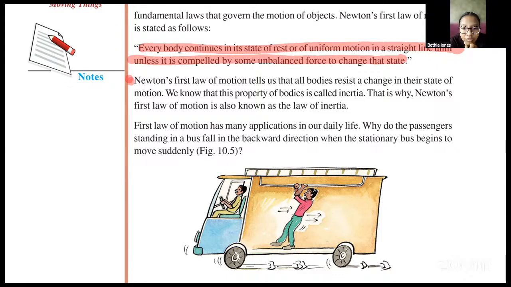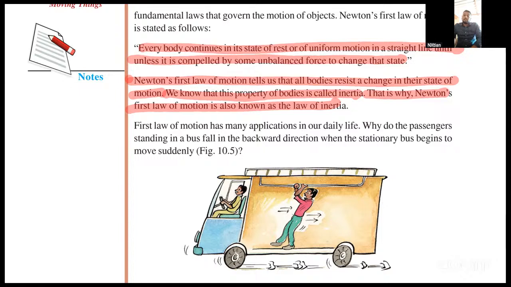Read this one more time. Newton's first law of motion tells us that all bodies resist a change in their state of motion. We know that this property of bodies is called inertia. That's why Newton's first law of motion is also known as the law of inertia. They can ask you in MCQs what the law of inertia is. Law of inertia is basically the first law of Newton.